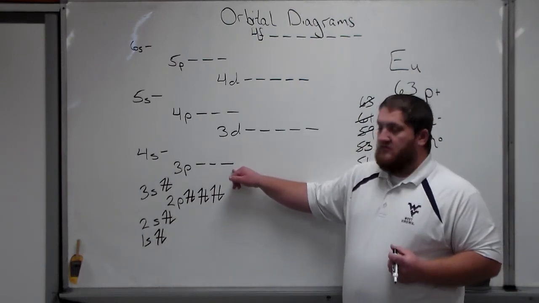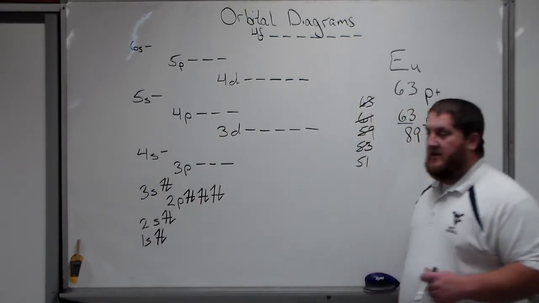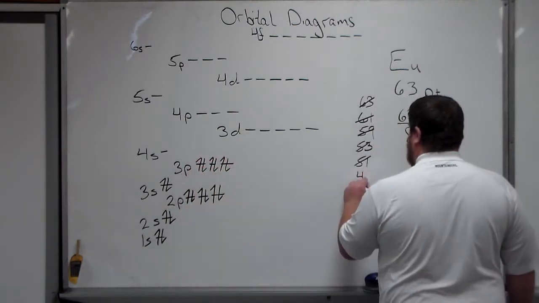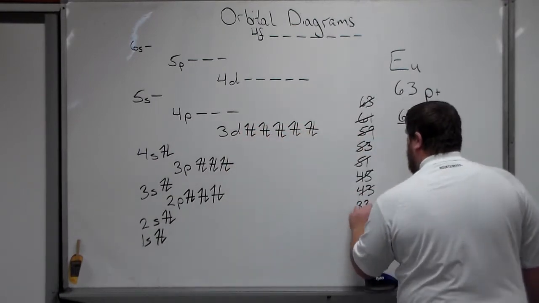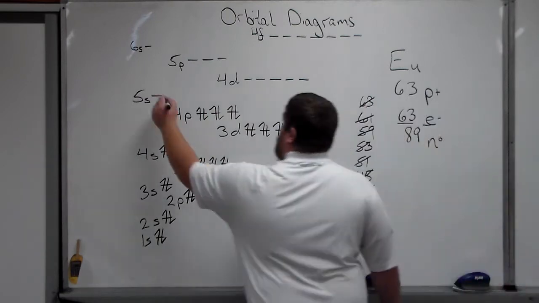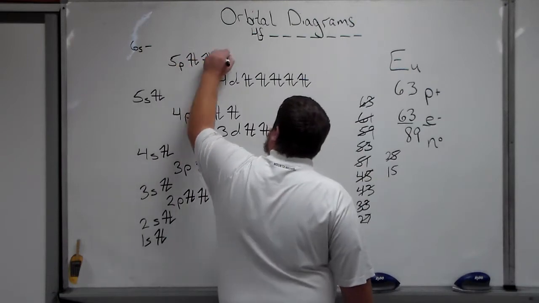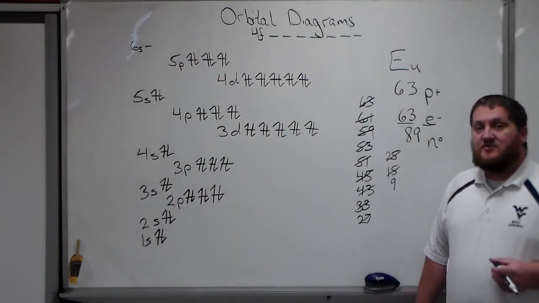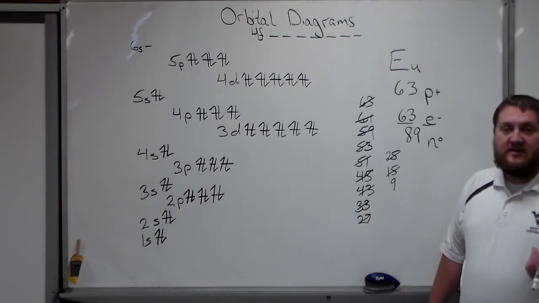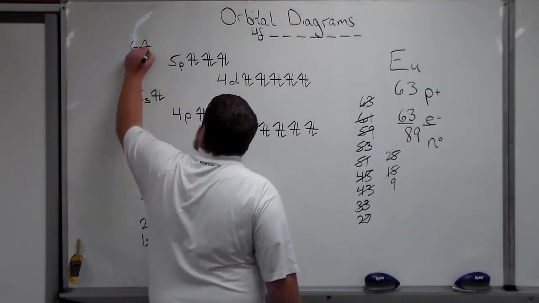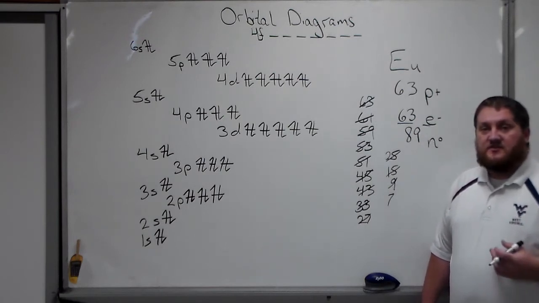Now I start my new diagonal right here at the 3p. I fill my way up. I've got plenty of electrons, so I can keep filling it up. I still have 9 electrons that need to be placed. My next orbital is the 6s, which can hold 2. I can go ahead and fill it up. That leaves me with 7 electrons to place.